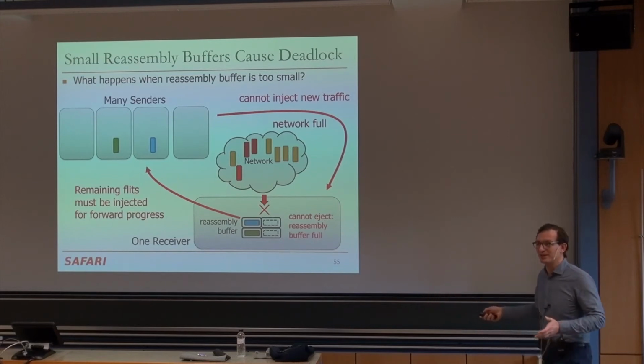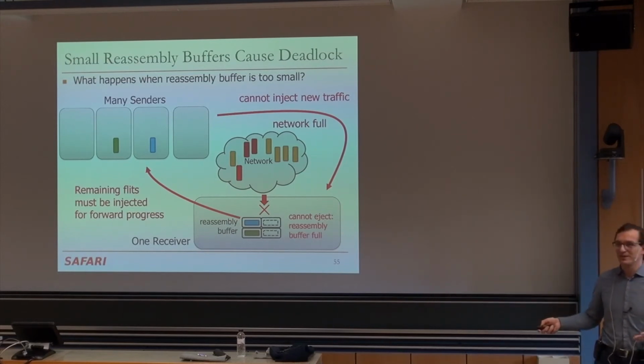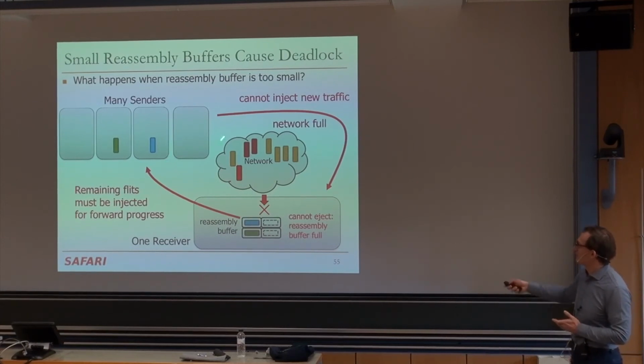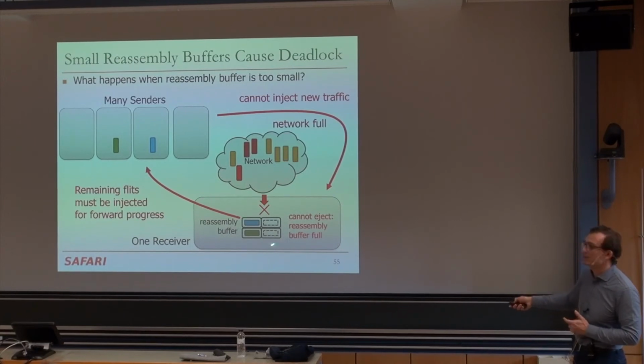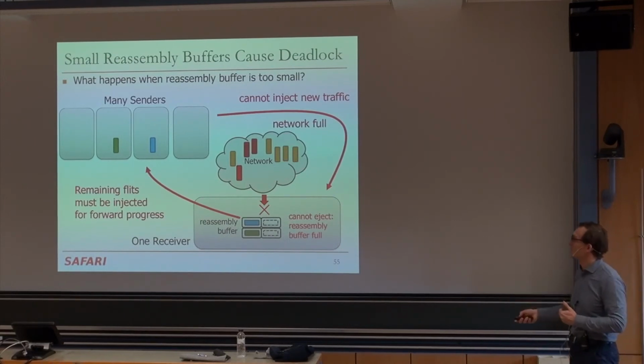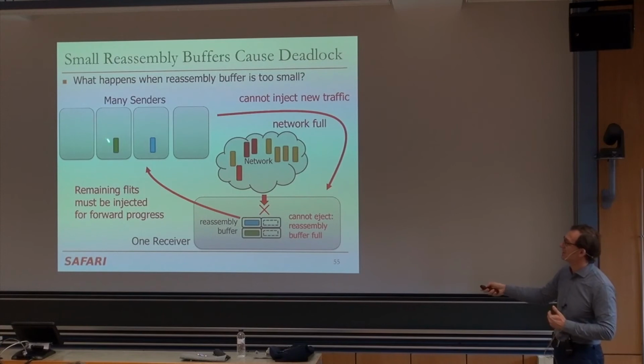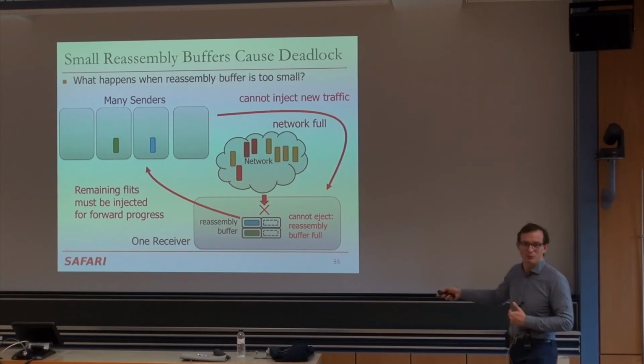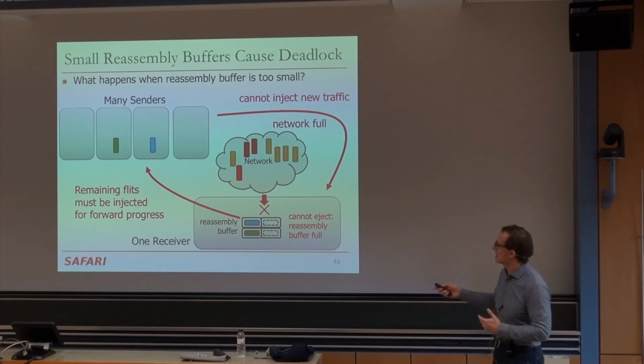This is a protocol level deadlock. It's not really a buffer level deadlock because there are no buffers in the network. But you cannot eject from the network because there is not enough buffering in the destination. And you cannot inject the things that would release the buffers into the network because there are not enough links in the network now. As a result, you have this deadlock. Right?